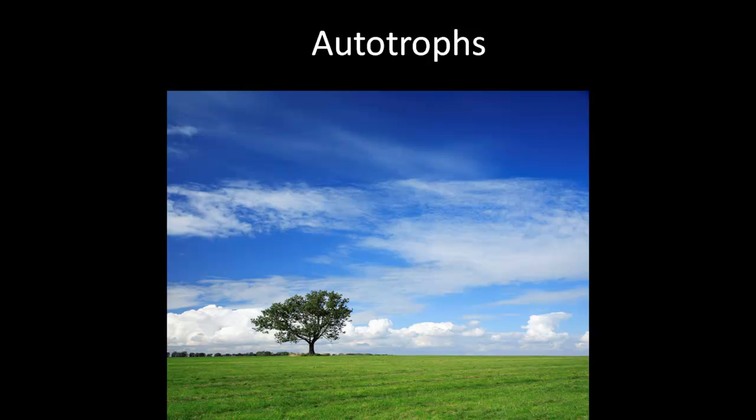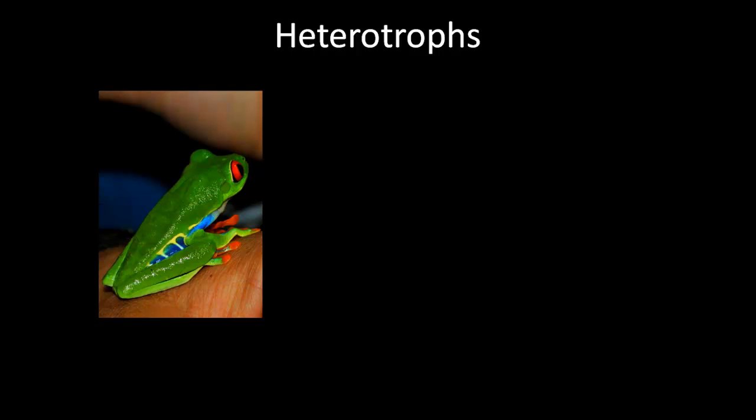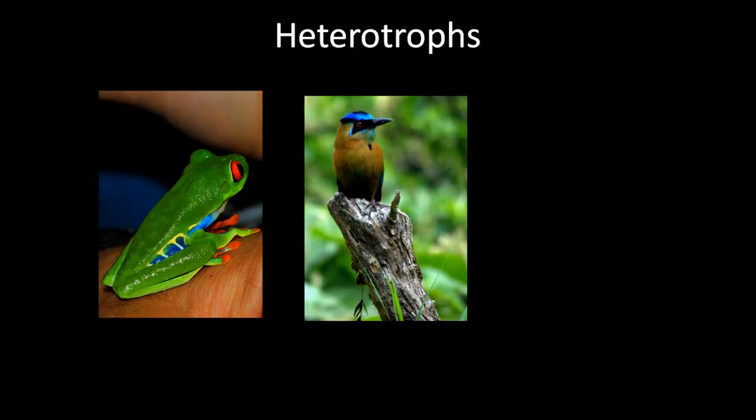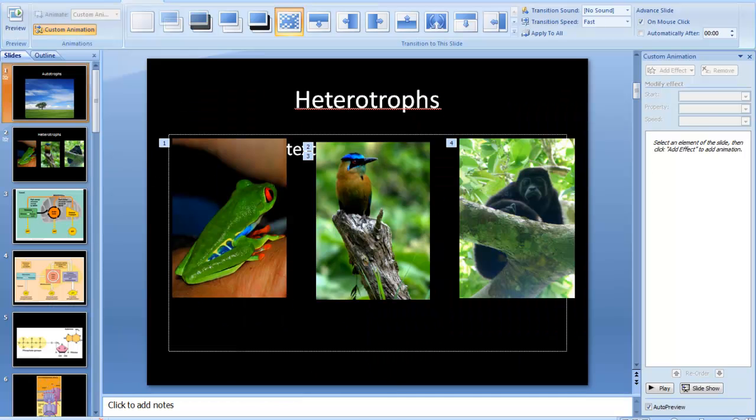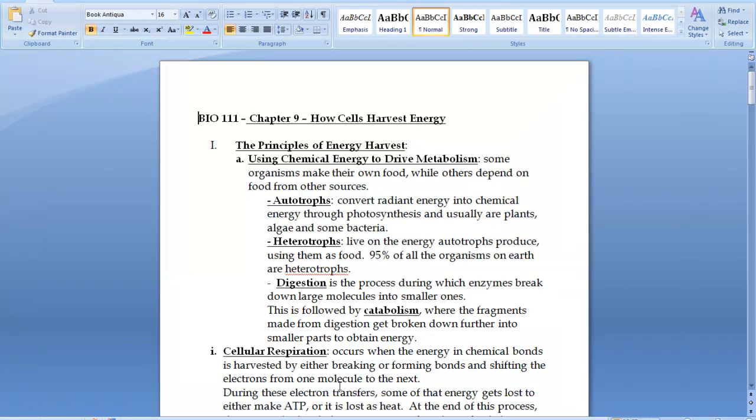Now, anything that cannot make its own energy is going to be called a heterotroph. So that could be like a frog, a bird, or it could be even us, right? So enjoy those. Those are my pictures from Costa Rica. But anyway, these are all going to be examples of heterotrophs because they cannot make their own energy. And we are the same way. Any animal, fungus, anything like that that cannot just sit out in the sun and photosynthesize is going to be a heterotroph.